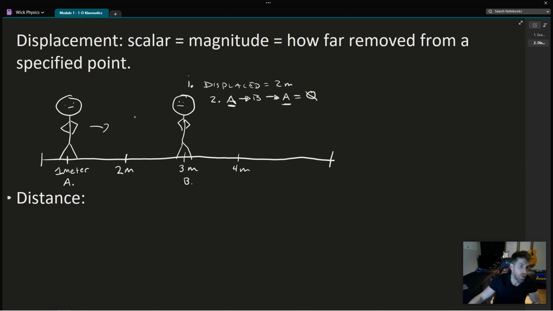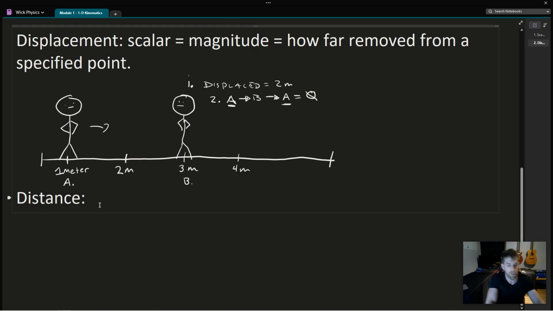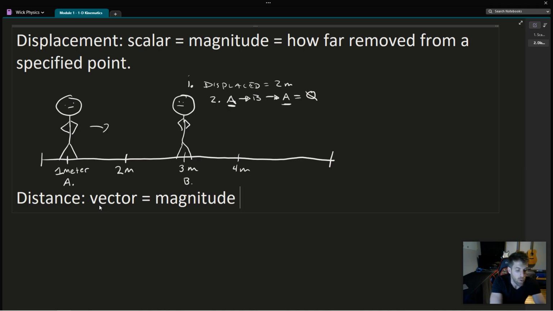All right. Let's talk about distance then, because I could knock displacement around forever with the same concept. Okay, this is a vector, which means that it has magnitude, but it also has direction. Okay, so I should say, well, I mean, yeah, direction is going to come into play. Let's be more specific.